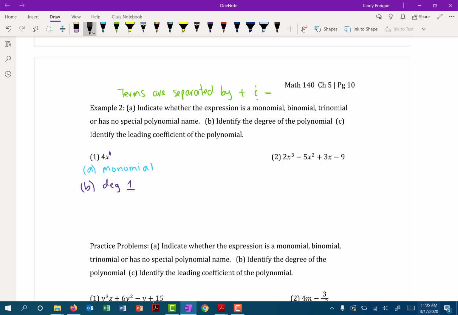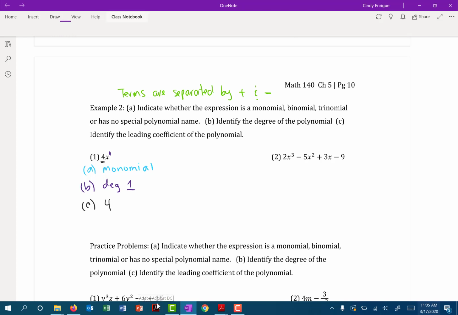And the last part specifically is asking us for the leading coefficient. So the leading coefficient is the number in front of the variable. So that's going to be 4. That is the leading coefficient. Now let's look at problem number 2.